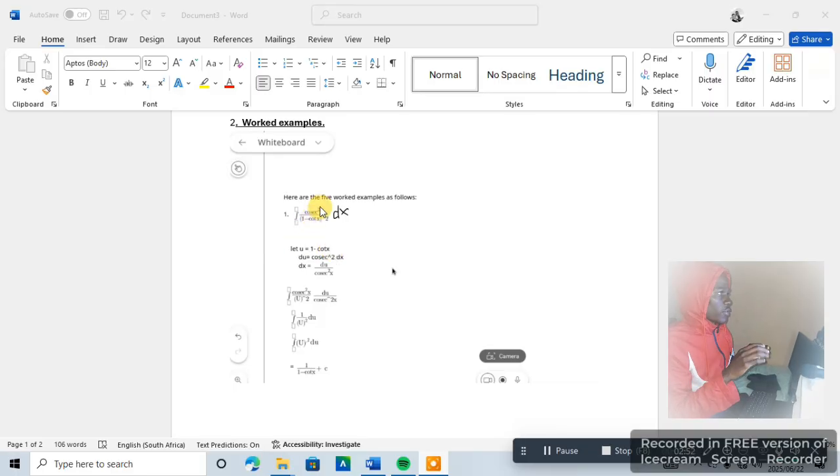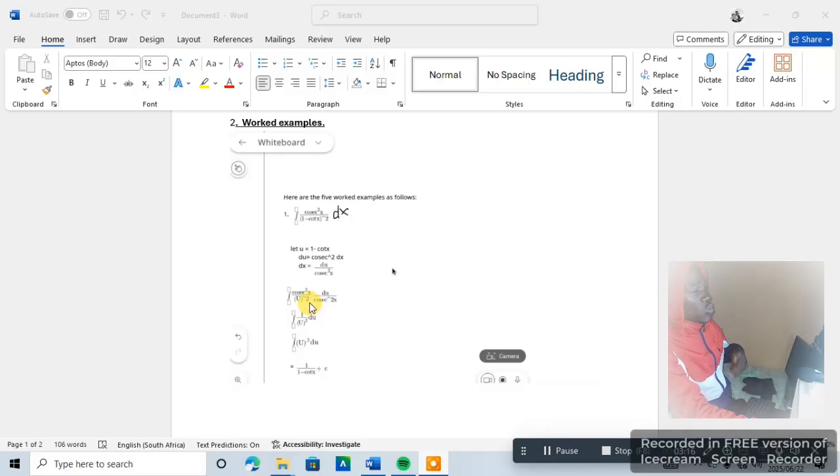So here you can see it, guys. U is equal to 1 minus cot x. We'll be looking for du. We derive this u in terms of dx. So du is equal to cos x squared dx. Then we'll be looking for dx as the subject of the formula. So dx is equal to du over cos x squared.